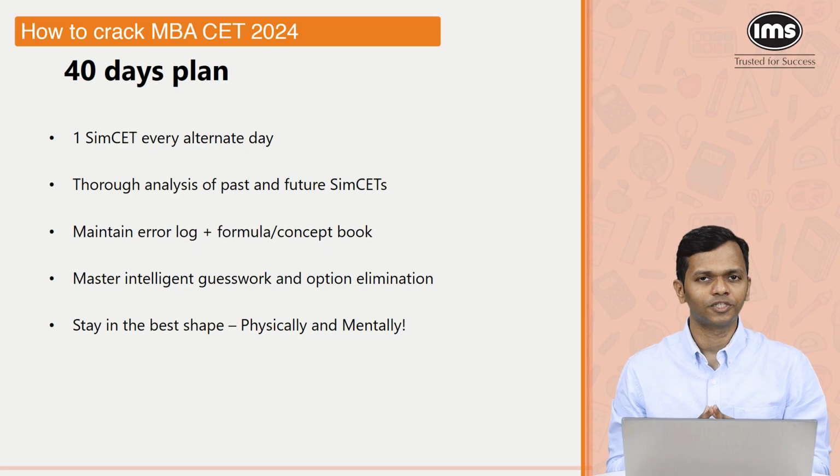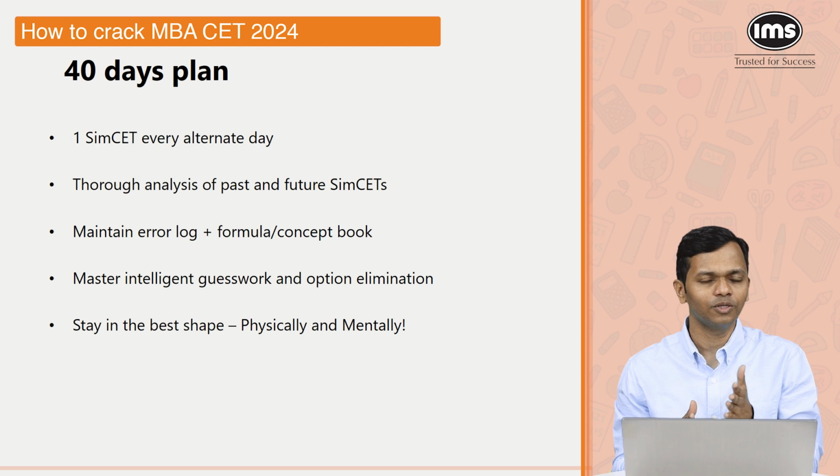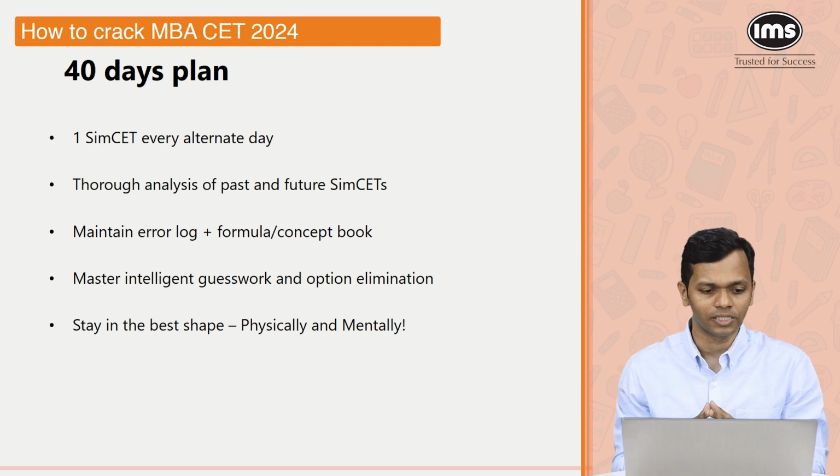So to conclude this discussion, let's talk about what you should be doing over the next 40 odd days that you have. The plan that I'm going to suggest is going to involve one SimCET on alternate days. Now what you do is basically take a CET. So let's say you take the SimCET on Monday. On the same day, you try to analyze that particular test thoroughly. Once you have identified the areas that you need to work on Tuesday, you can solve more questions from those areas. Then again, you repeat the exercise starting Wednesday. So every alternate day, you take one SimCET with thorough analysis.